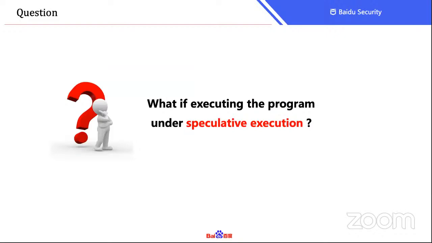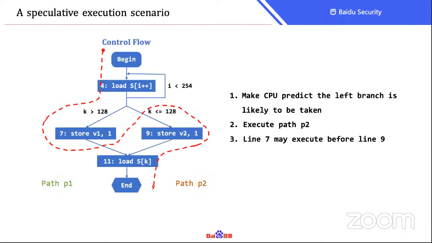But what if we execute the program under speculative execution? Is it still safe? Let's consider a possible speculative execution scenario. We can make the CPU predict that the left branch is likely to be taken, but actually we execute path P2. Then line 7 may execute before we really go into the P2 branch because of the speculative execution. And we use the red dotted line to show a speculative flow.